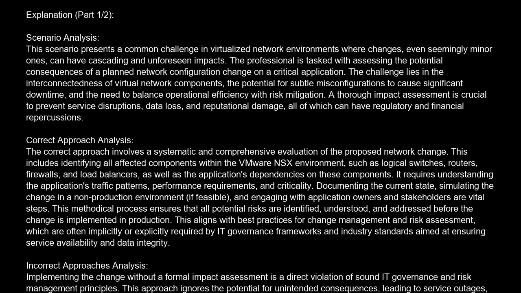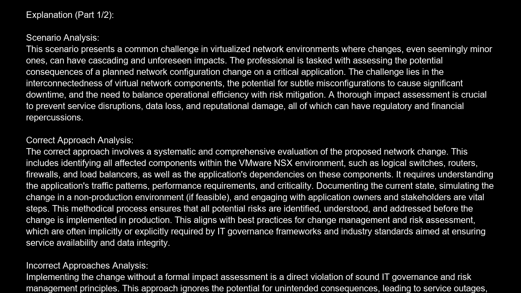Explanation. Scenario analysis. This scenario presents a common challenge in virtualized network environments where changes, even seemingly minor ones, can have cascading and unforeseen impacts. The professional is tasked with assessing the potential consequences of a planned network configuration change on a critical application. The challenge lies in the interconnectedness of virtual network components, the potential for subtle misconfigurations to cause significant downtime, and the need to balance operational efficiency with risk mitigation.